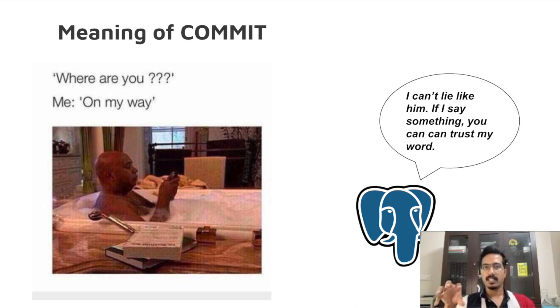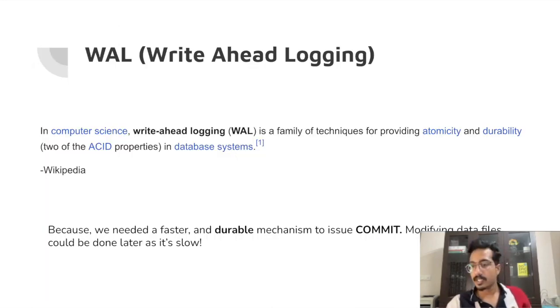So this is the problem, right? If it has to give you the commit confirmation, the data has to go into the disk, and Postgres has to get the confirmation from the operating system that the particular file was actually saved. Unless Postgres gets that, it won't be able to give you the transaction commit success message. That's why a write ahead log is used, called the WAL, the WAL file. According to Wikipedia, write ahead logging is a family of techniques for providing atomicity and durability, two of those properties, in database systems.